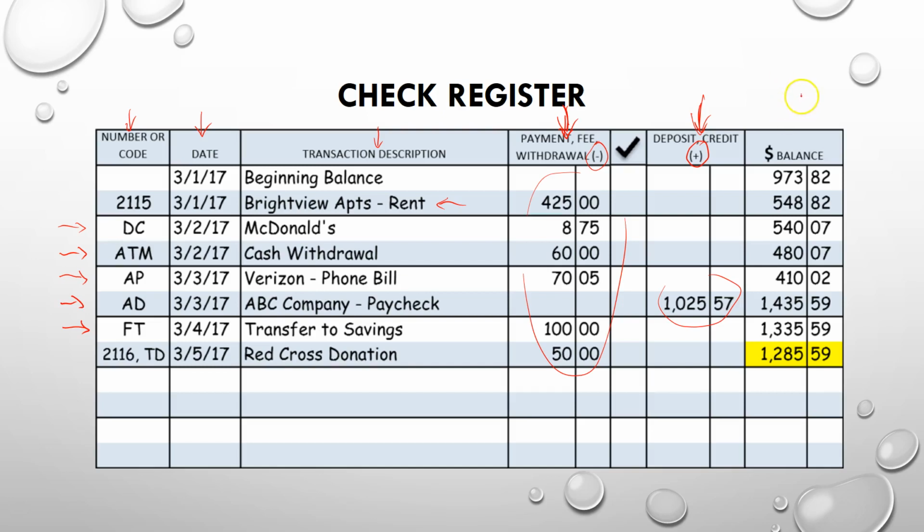All right. Now, this is the balance. All right. The balance is how much is in your account at any one time. So you have this number. If you look, 973.82 right there, that is the beginning balance. So that's what the balance was at the beginning of this check register.